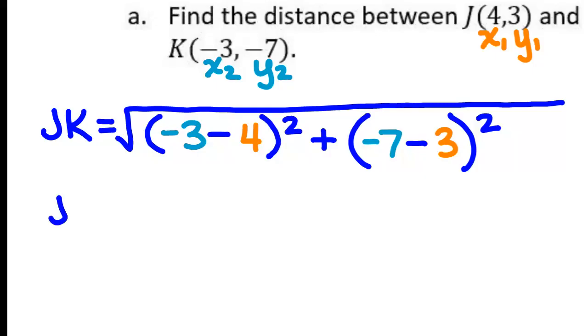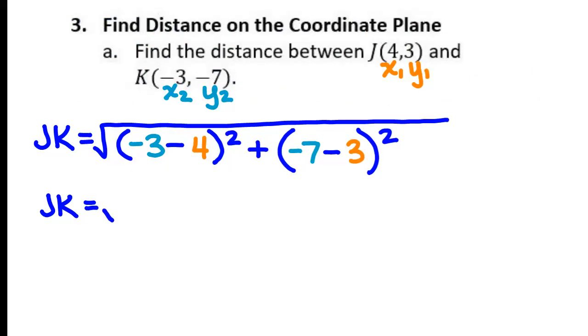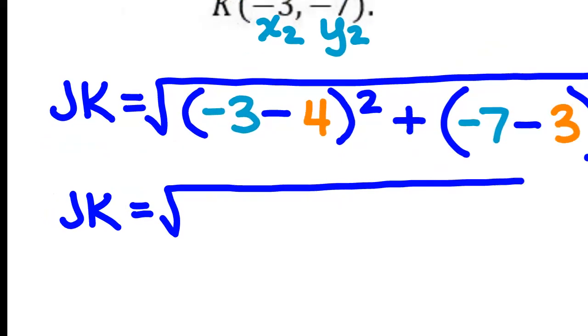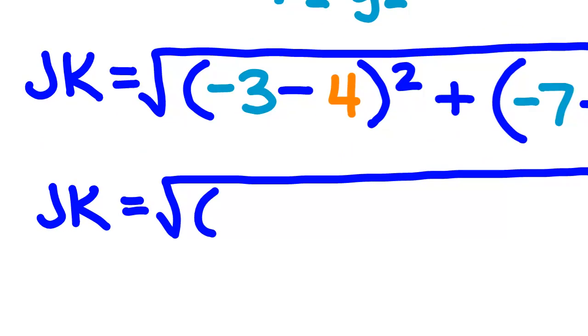All right, so PEMDAS starts with P. What does the P stand for in PEMDAS? Parentheses. How many sets of parentheses do we have? We have 2 sets of parentheses. We're going to simplify each set of parentheses by itself first. What is negative 3 minus 4? Negative 7. So we have negative 7 inside the first set of parentheses.